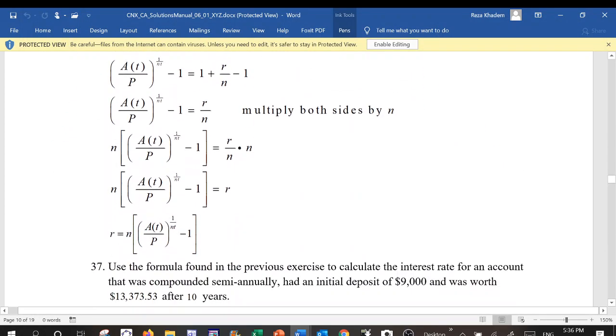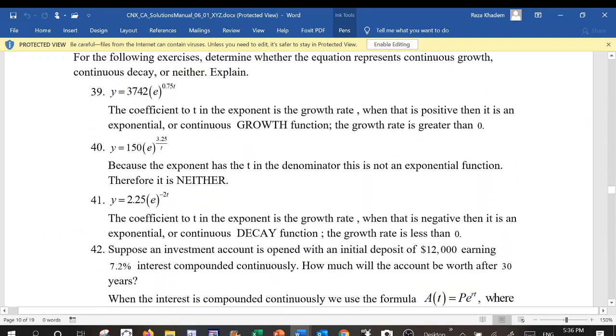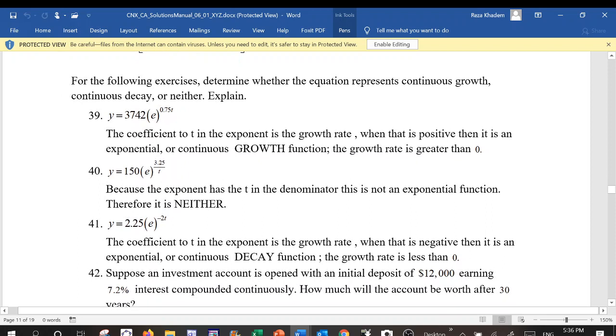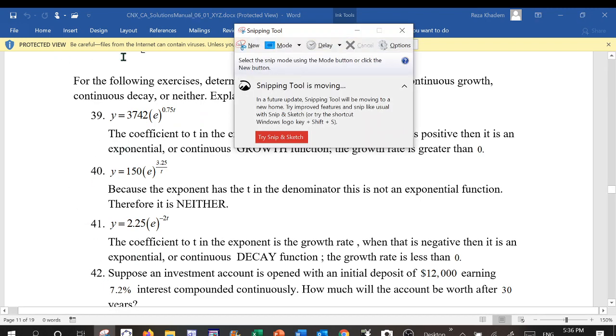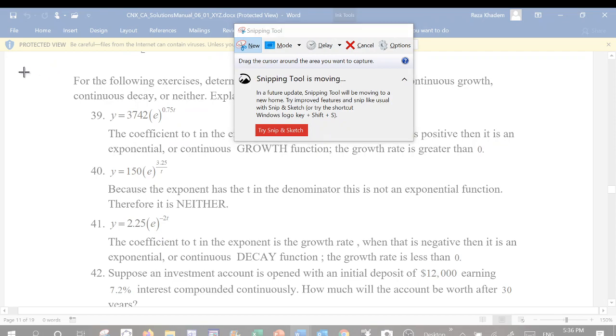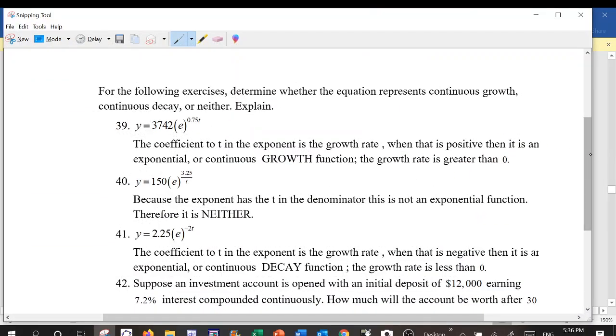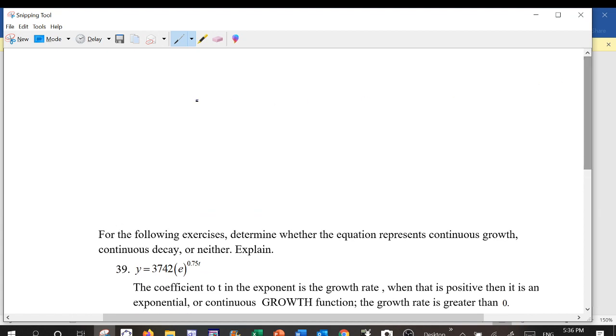All right, and now we are going to do, let's say, the following exercise: determine whether the equation represents continuous growth or decay. Now, what is continuous growth? Well, we talked about compound interest, so we're going to talk about continuous interest. So remember I talked about what Bernoulli did, right? So Bernoulli figured out that the expression 1 plus 1 over n goes to e when n goes to what?